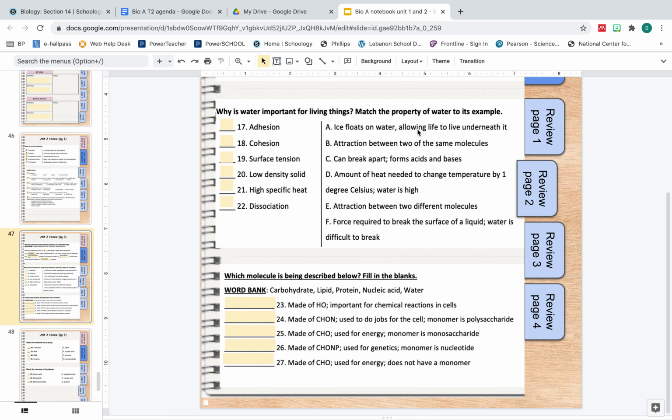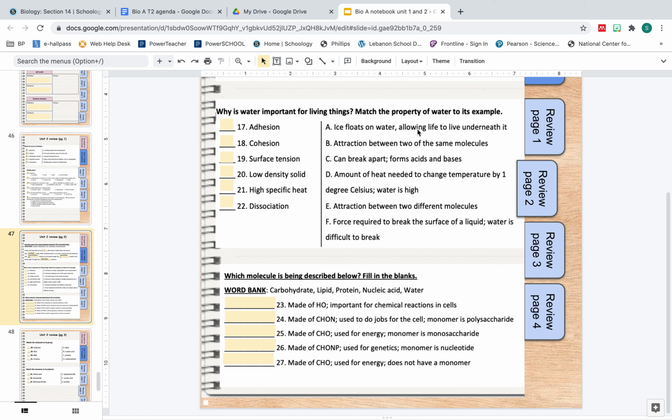Amount of heat needed to change temperature by 1 degree Celsius. There's only one of them that has the word heat in it. So, guess it's that one, high specific heat. Attraction between two different molecules is adhesion. And force required to break the surface of a liquid. There's only one that has the word surface in it. There we go. E, B, F, A, D, C.